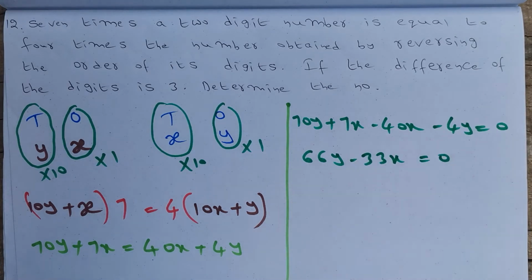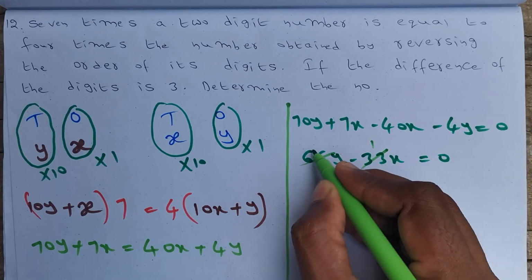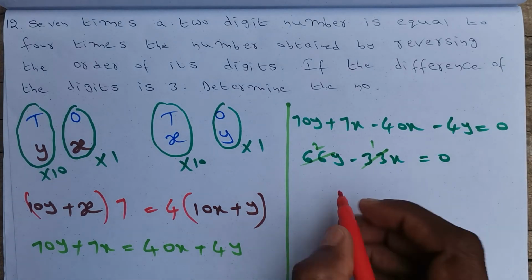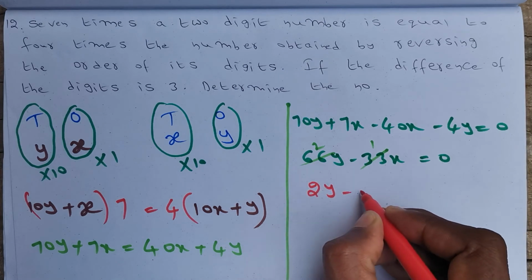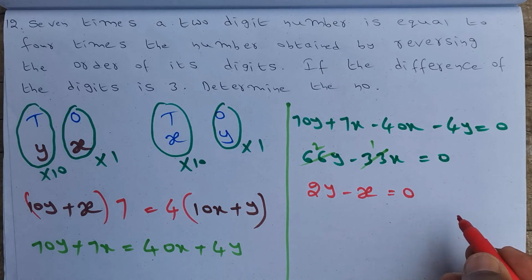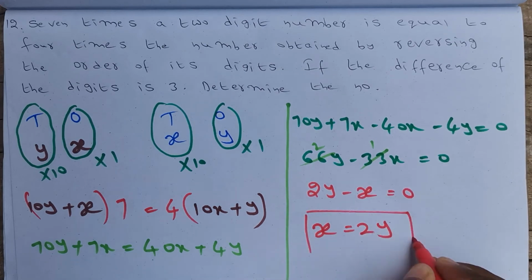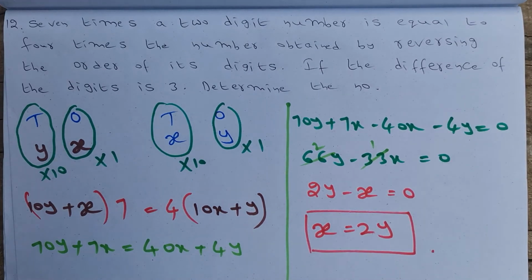33 and 66 both will come in which table? Obviously the 33 table. 33 ones are, 33 twos are. So what we will get then? 2y minus x is equal to 0. Minus x, I will take to the other side, it will become plus x. So x is equal to 2y. This is the first equation: x is equal to 2y.